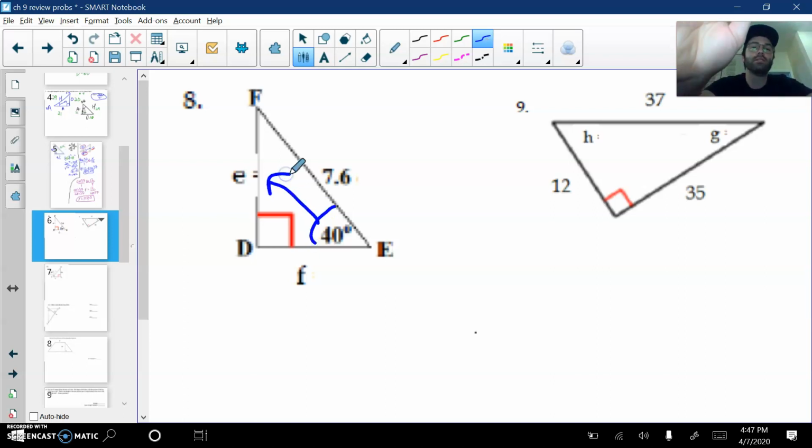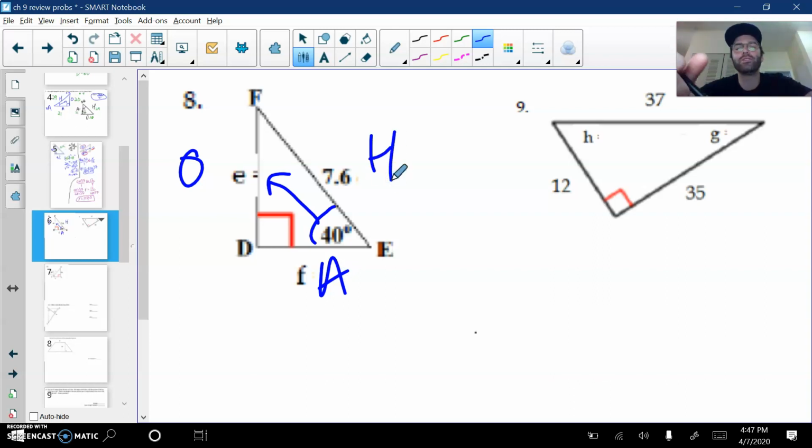So this is my reference angle. That makes this the opposite. This is the adjacent. This is the hypotenuse. Okay, so if 40 degrees is our reference angle, and we want to solve for E and F, I want to pick one to solve for first. If I can solve for E first and then F later.